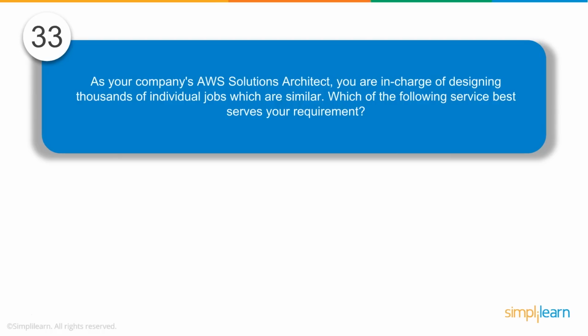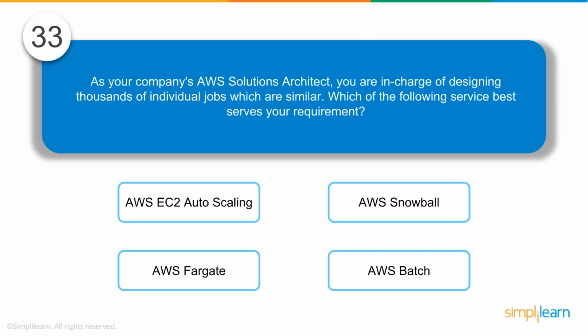As your company's AWS Solution Architect, you are in charge of designing thousands of individual jobs which are similar. Which of the following services best serves your requirement? AWS EC2 Auto Scaling, AWS Snowball, AWS Fargate, AWS Batch. Let's read the question again. As your company's AWS Solution Architect, you are in charge of designing thousands of individual jobs which are similar. It looks like it's the batch service. Let's look at the other options as well.